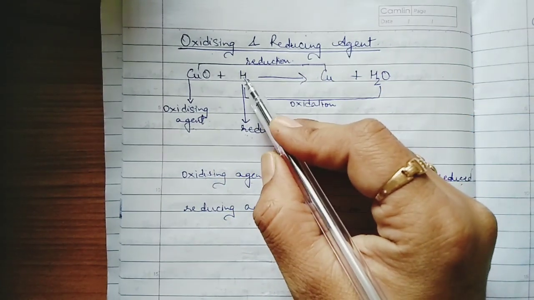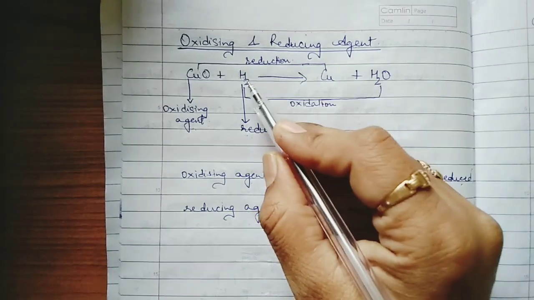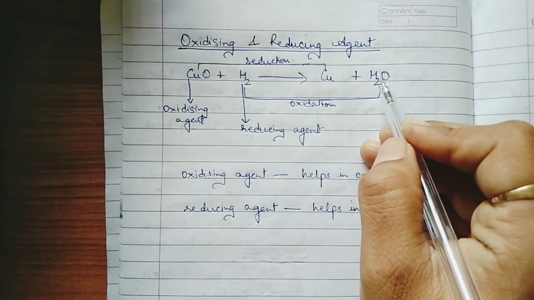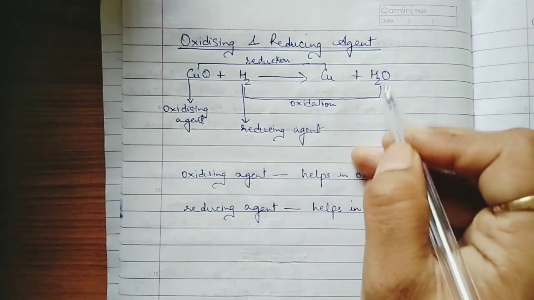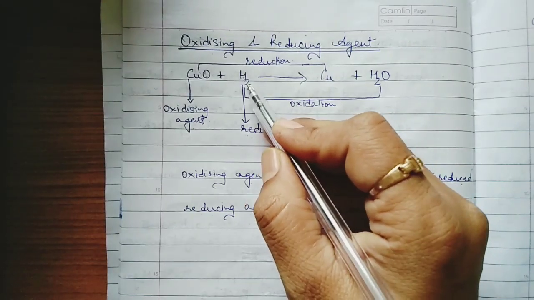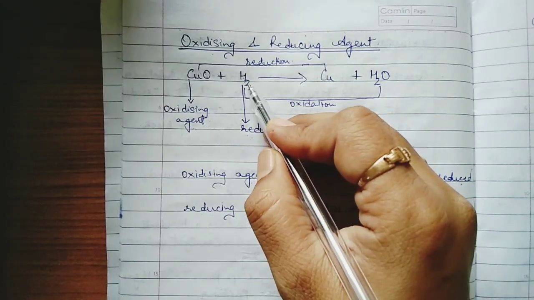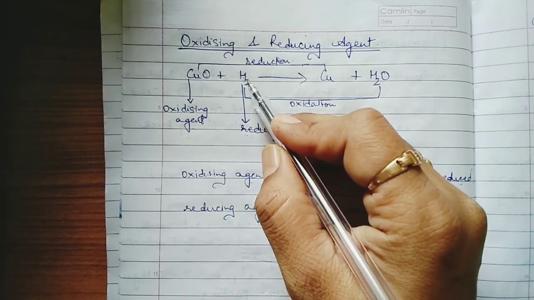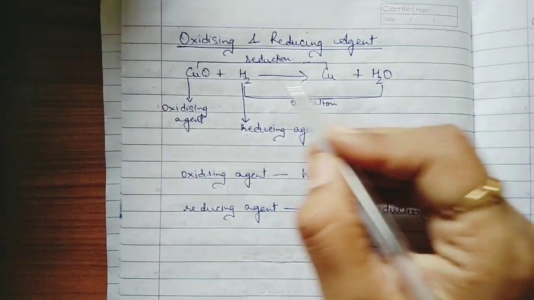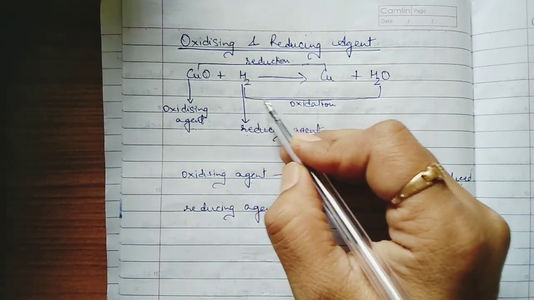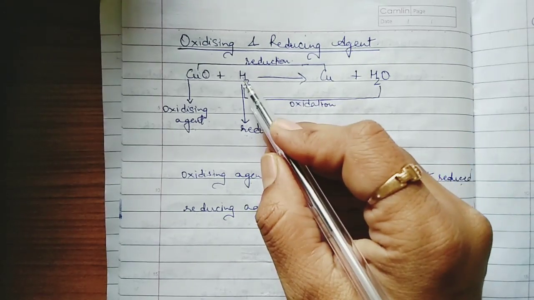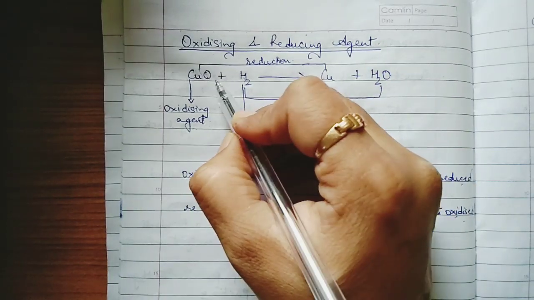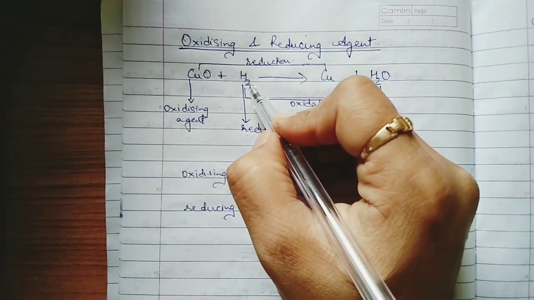Now if we see this reaction, H2 getting converted to H2O means H2 is undergoing oxidation because it was gaining oxygen. Now when H2 was gaining oxygen, there had to be some substance which would give its oxygen to H2 so that H2 becomes H2O. That means there has to be some substance which helps in the oxidation of H2. And who helped in the oxidation of H2? CuO, because CuO lost the oxygen, only then H2 gained it.